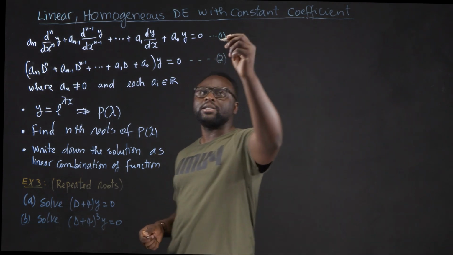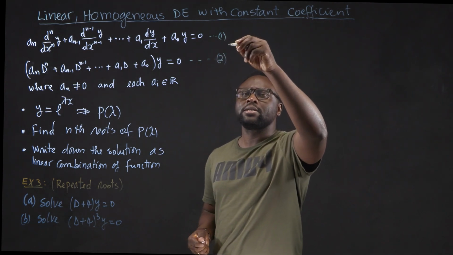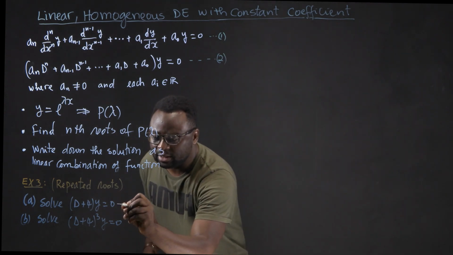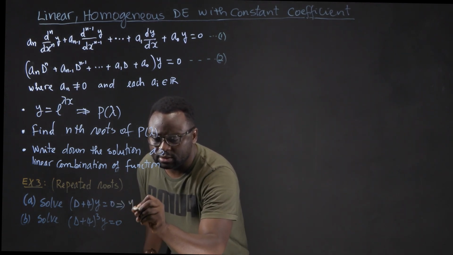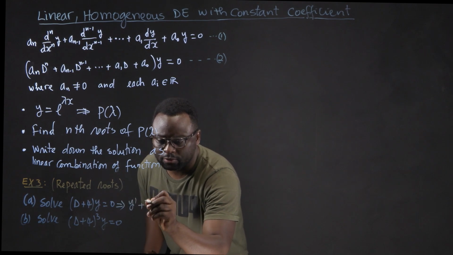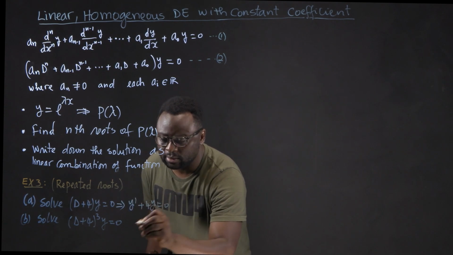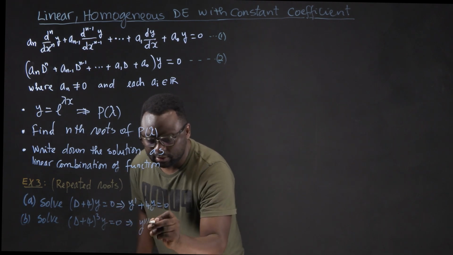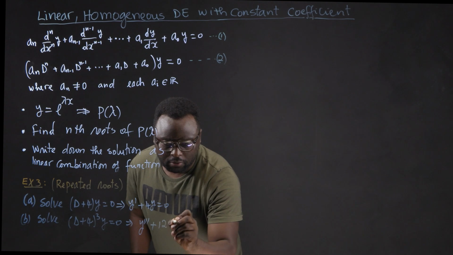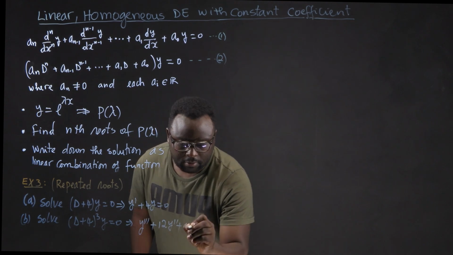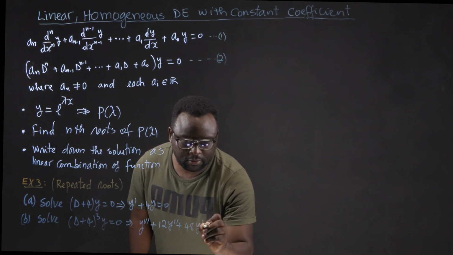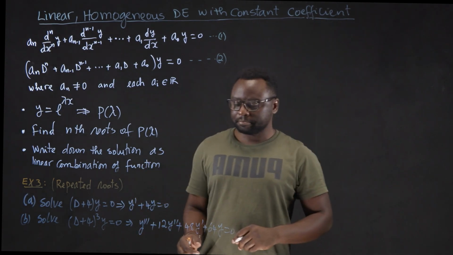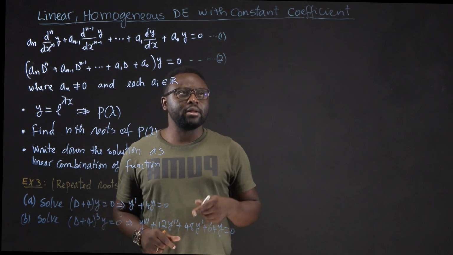Remember, as I said in the first videos of this series, that 1 and 2 are equivalent. So what does that mean? It means that this is similar to y prime plus 4y equal 0. And this one is similar to the third derivative plus 12 second derivative plus 48 first derivative plus 64 y equal 0. All right, let's start with A.